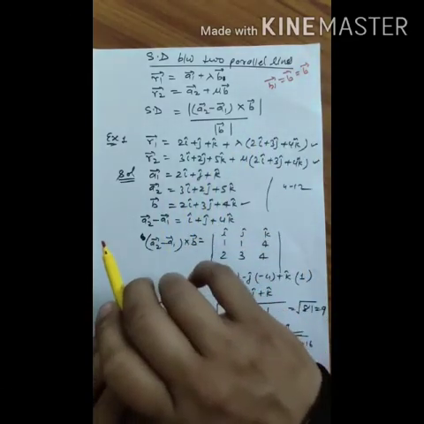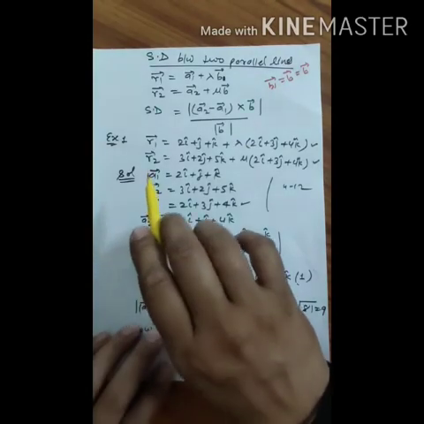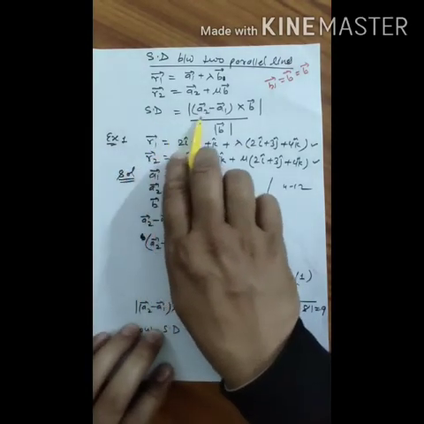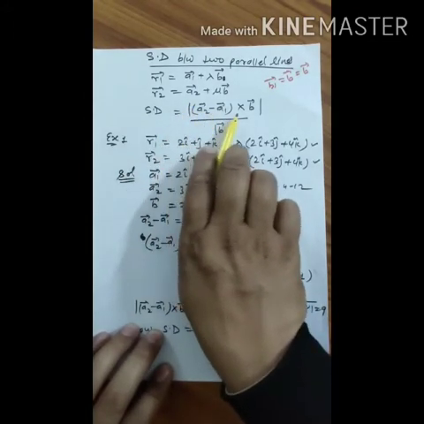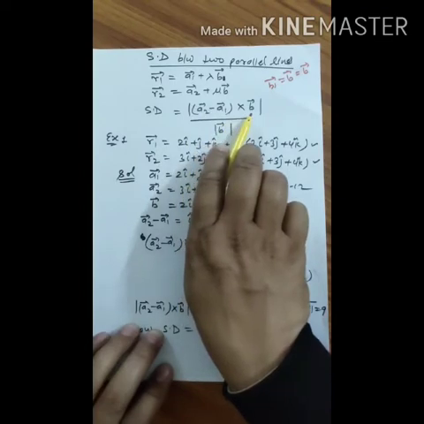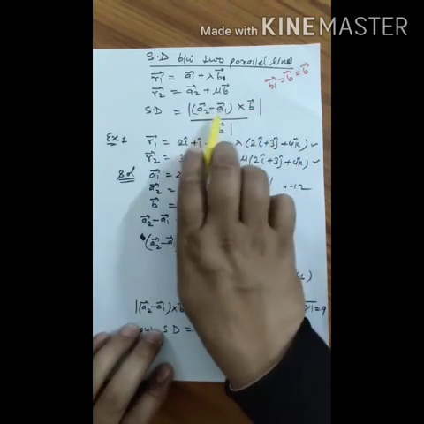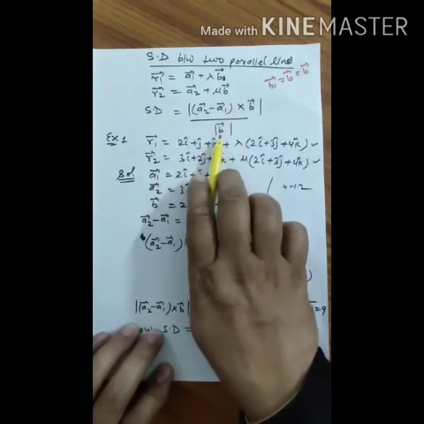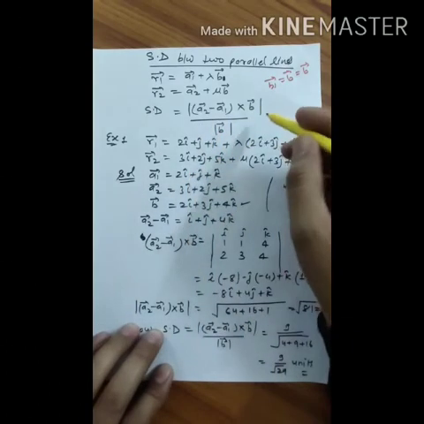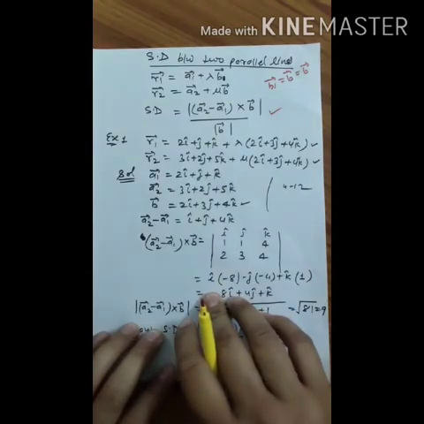Okay, now the formula to find the shortest distance between two parallel lines is: shortest distance equals a2 minus a1, this is the difference between the points, cross product b vector, and modulus of this, that is, we have to find the magnitude of the numerator, and in the denominator we will write the magnitude of vector b. This is the formula to find the shortest distance between two parallel lines.